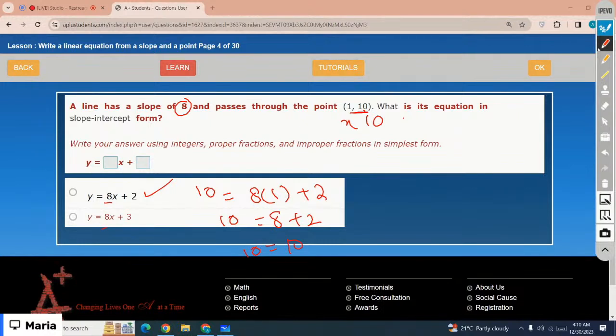You are given the slope for both the lines, and the slope is 3. Just put the point x, y in the equation. If both sides are exactly equal, that means that is the correct option, right?